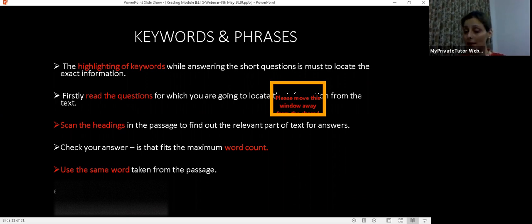How are you going to scan the headings, what the passage is giving you, or what the passage is written about. Check your answer. It should be according to the maximum word limit that's in the question. Yes, use the same words that are mentioned in the passage. Don't use your own words for answering this question, because the answer is over there. You just have to write it.